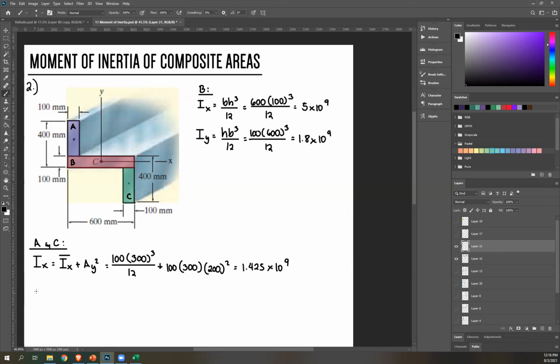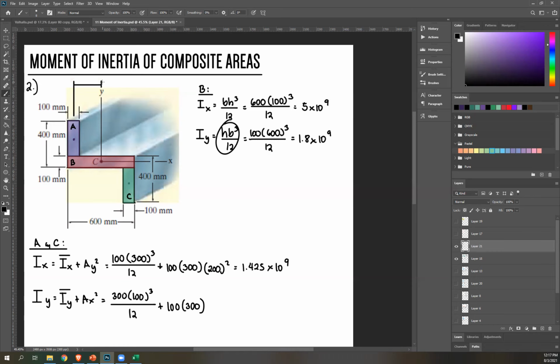Okay, let's move on to Iy. So Iy is the same. Once again, centroid is not along the centroidal x or y axis. So that means Iy using parallel axis theorem is Iy bar plus Ax squared. You already know Iy bar, that's hb cubed over 12. So that's 300 times 100 cubed over 12. Area is still 100 times 300. Now the distance is different. So this is what we need.